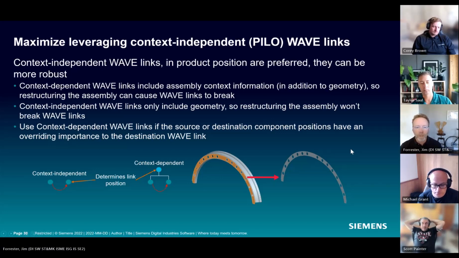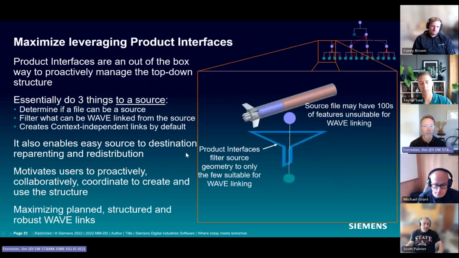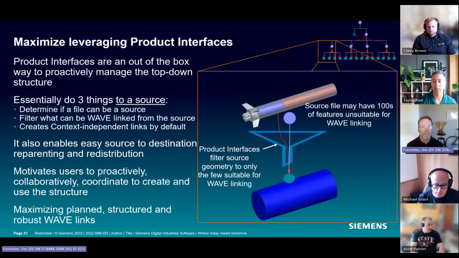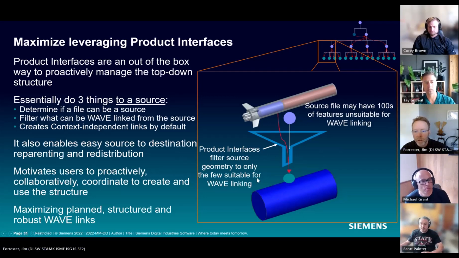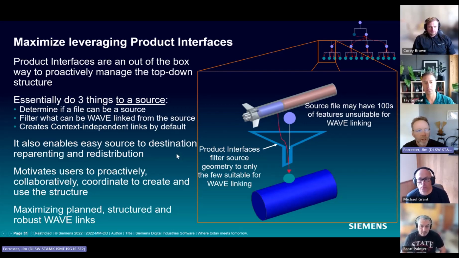On a similar vein, maximize leveraging product interfaces. This is a special class of using wavelengths where, within a part file, you publish only certain geometry that can be wavelinked, and the rest of the stuff is not available to consuming users. So this is a very handy tool. It's a little more advanced, but it works well.